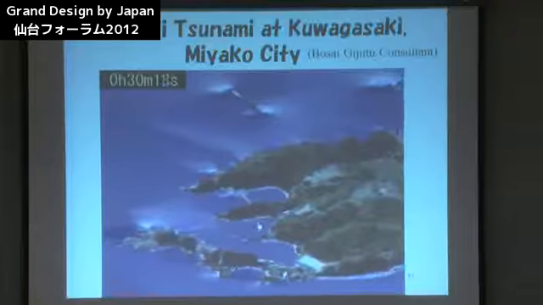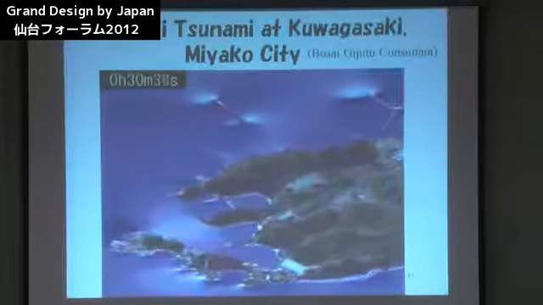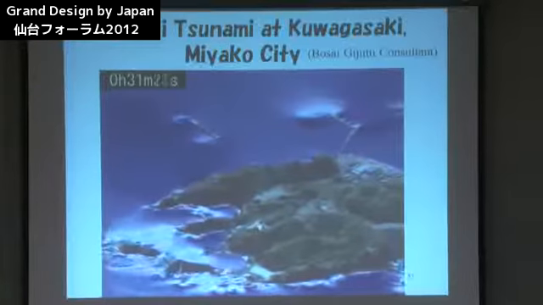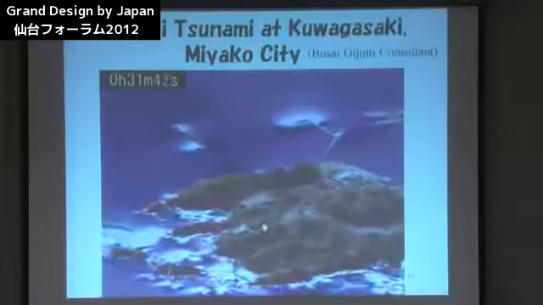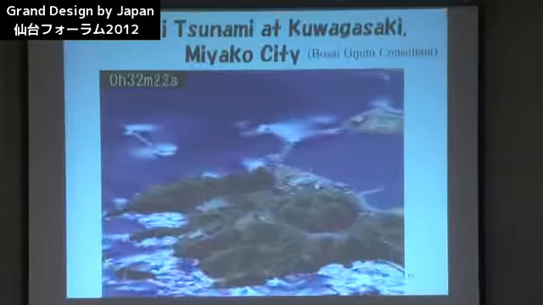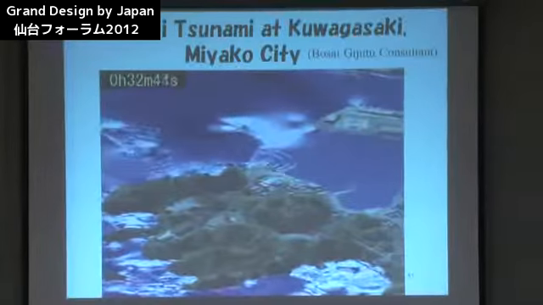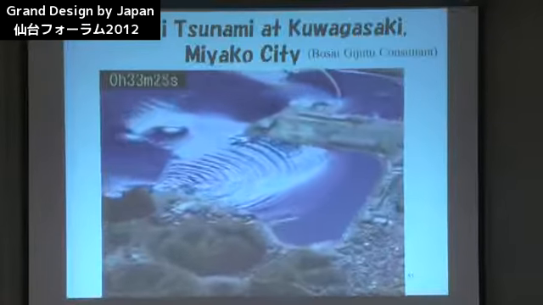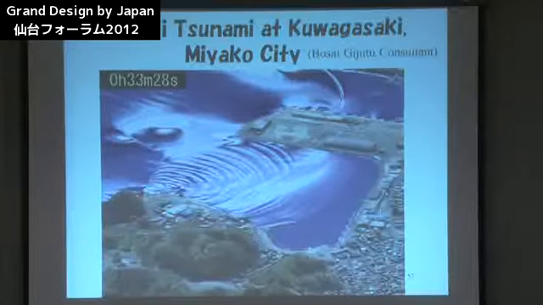We can check this kind of effect by using numerical simulation. So this shows once a major tsunami hit this area, you see here, this is the fish market. It has no walls, only piers.